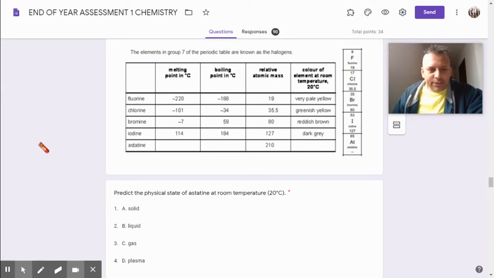The next question, predict the physical state of astatine. So it's a very popular question to be asked at Key Stage 3, whether people know how to interpret melting points and boiling points. A lot of people do find this a little bit tricky and they get stuck on it. So chlorine is a gas. You can see because 20 degrees centigrade, that's higher than the boiling point of chlorine. So chlorine would be a gas. Now bromine would be a liquid because it will have melted, but it would not have boiled. Iodine would be a solid. So the clear answer for this, predict the physical state, is solid for astatine.